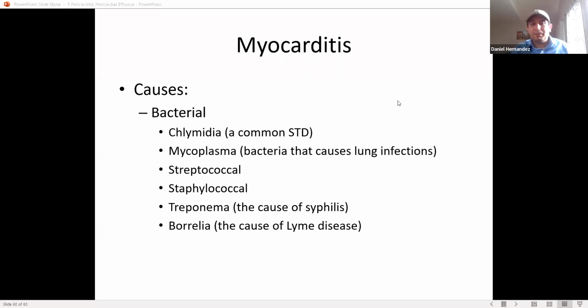If it is bacterial in nature, some common causes of myocarditis would be chlamydia, a common STD. Mycoplasma, a bacteria that causes lung infections. Streptococcal, that's me. Staphylococcal, so any sort of staph infections. Treponema, that's the cause of syphilis. And Borrelia, that's the cause of Lyme disease.